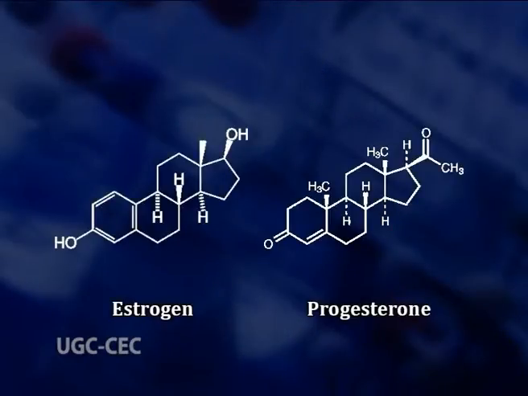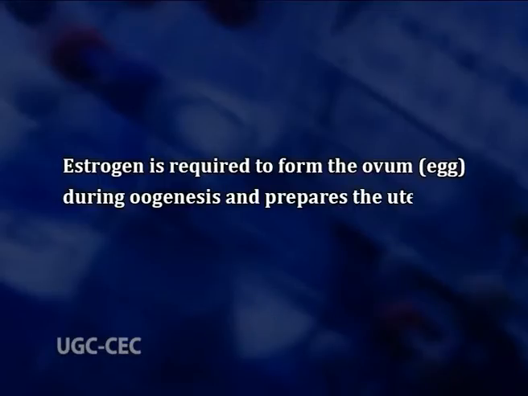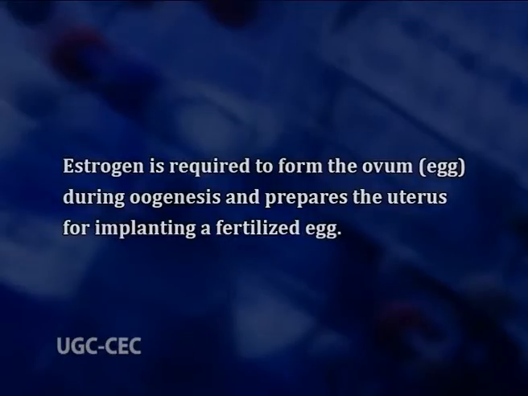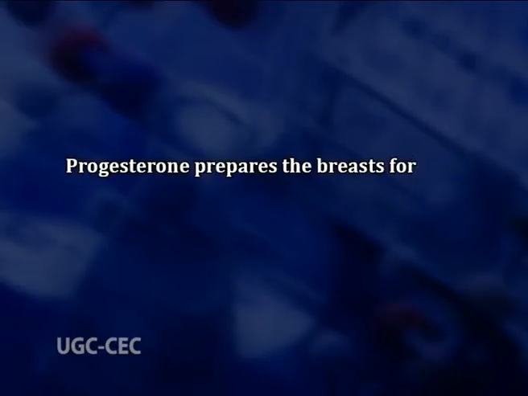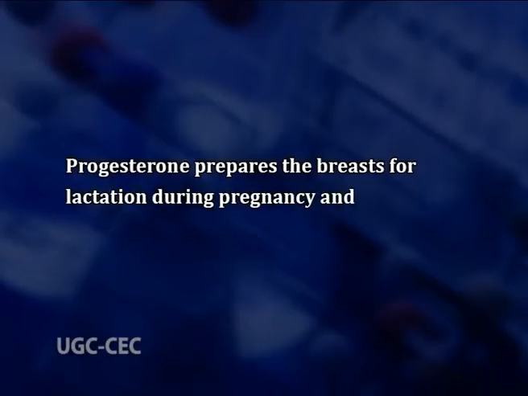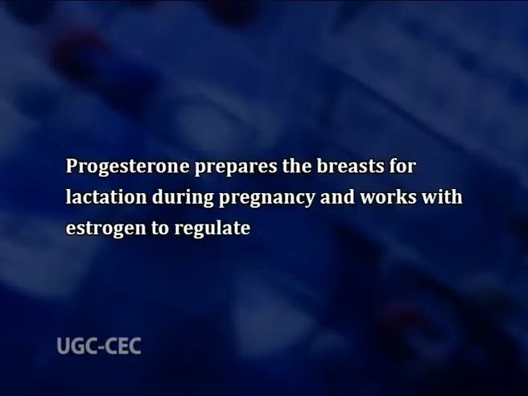The ovaries produce estrogen and progesterone. These two hormones affect many of the female characteristics and reproductive functions. Estrogen is required to form the ovum, that is egg, during oogenesis and prepares the uterus for implanting a fertilized egg. Progesterone prepares the breast for lactation during pregnancy and works with estrogen to regulate the menstrual cycle.